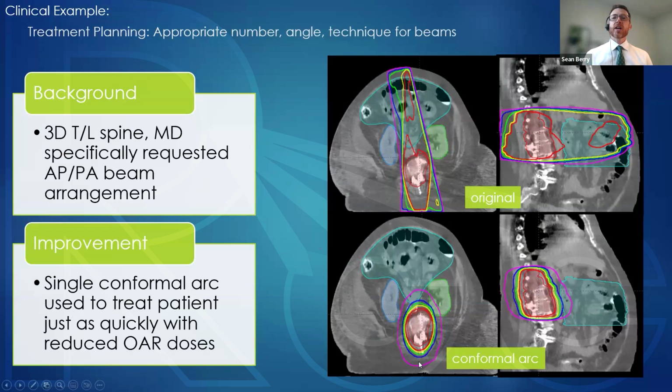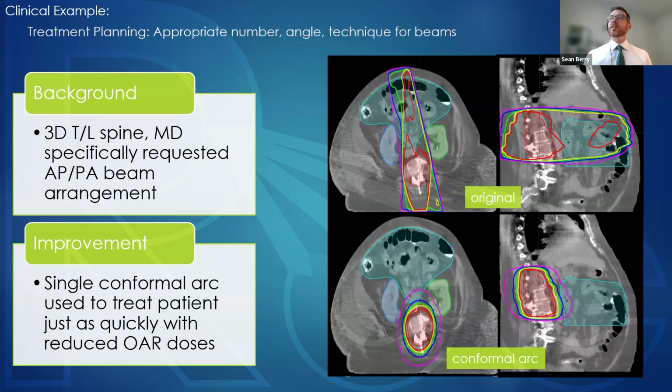So, there was a suggestion to say, hey, listen, we can do a single conformal arc, which will also be very fast and quick and easy, but it will spare all that bowel. So it did, and the bowel D2 cc's was reduced by 35%, and the mean bowel dose was reduced by 43%.